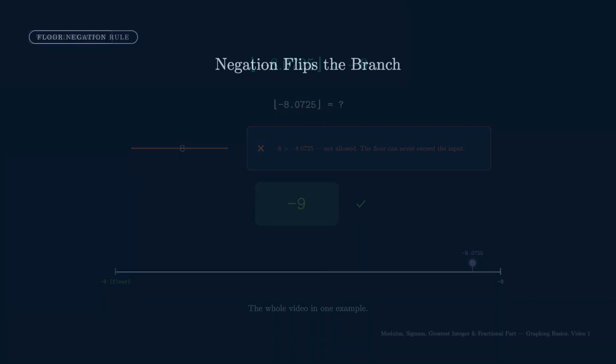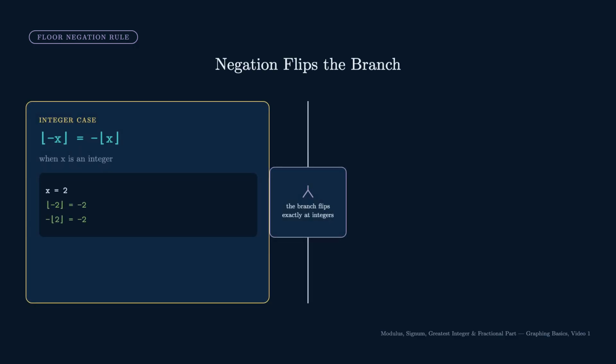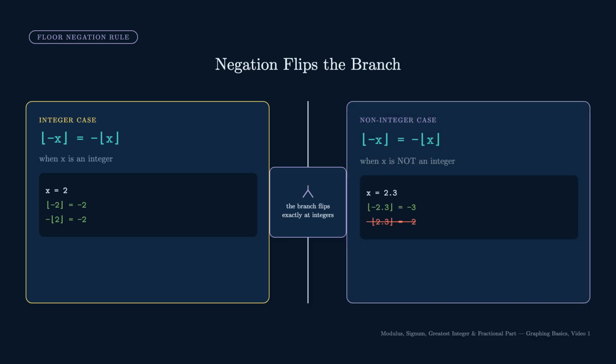So what happens when you negate inside a floor? Depends entirely on whether x is a whole number. If x is an integer, the floor of negative x is just negative the floor of x, clean. But take 2.3, floor of negative 2.3 is negative 3, while negative floor of 2.3 gives negative 2. You need that extra minus 1. The branch flips exactly at the integers.